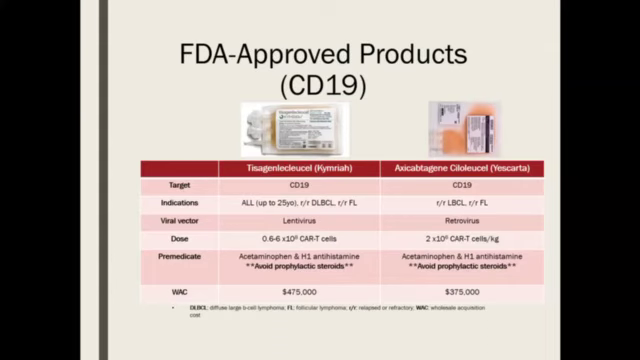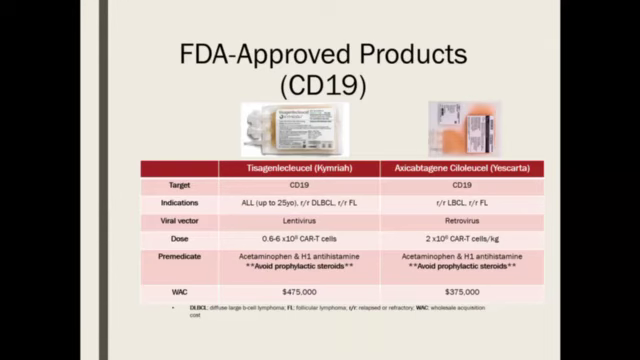The first one, I believe, approved was Tisagenlecleucel, or Kymriah. This was a CD19 product, or is a CD19 product, currently with indications for ALL up to 25 years old, relapsed refractory DLBCL, as well as relapsed refractory follicular lymphoma. The viral vector used to produce these cells is a lentivirus, and the cell dose is here on the slide. And Tylenol and Benadryl is going to be required for all of these products for pre-medication purposes. And we want to avoid steroids as a potential product that could attenuate or decrease the efficacy of these products.